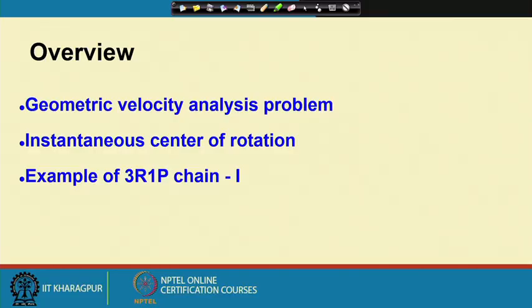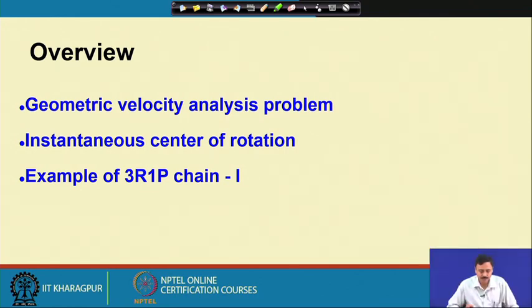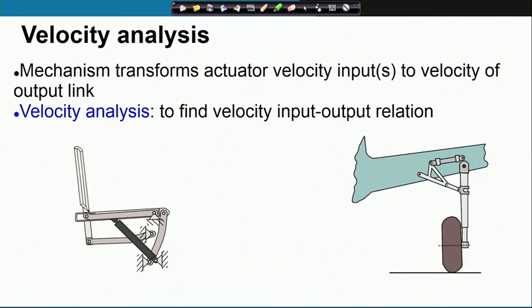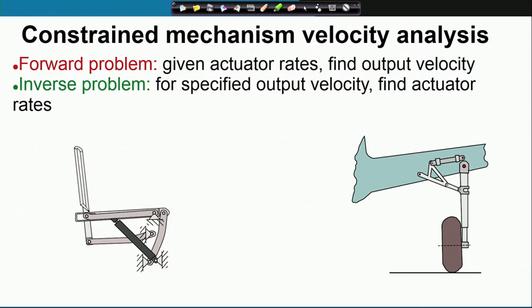To give you the overview, we are going to look at this velocity analysis problem using the instantaneous center of rotation concept for a 3R1P chain of type 1. We have looked at what the velocity analysis problem is about. It is about finding the input output velocity relations, and we have the two problems, forward and inverse, which are very easily found. If you have solved one, the other is very easy to find.